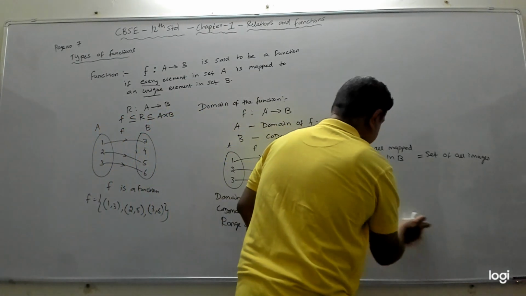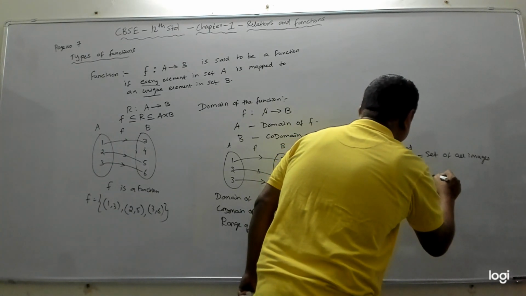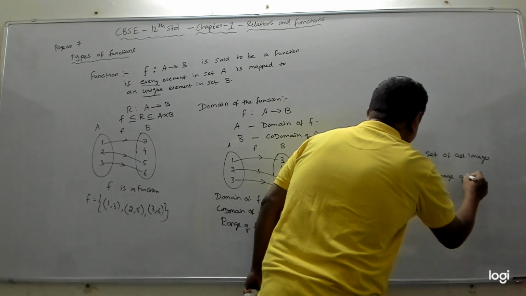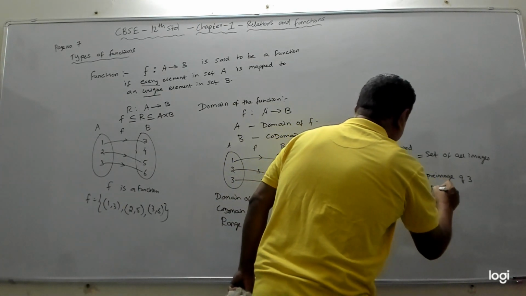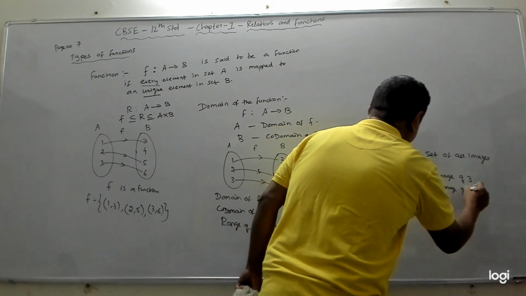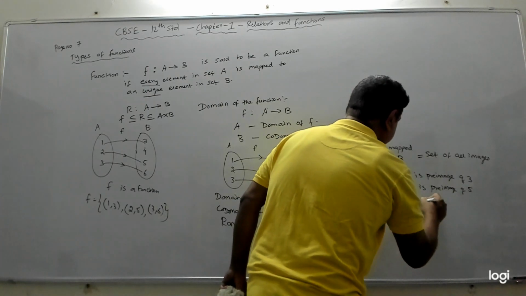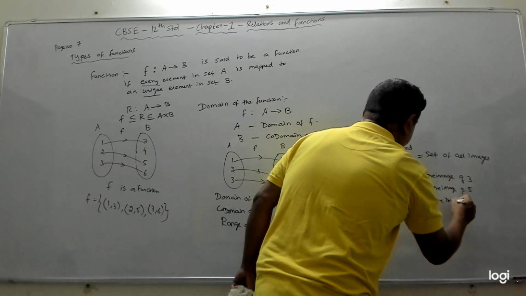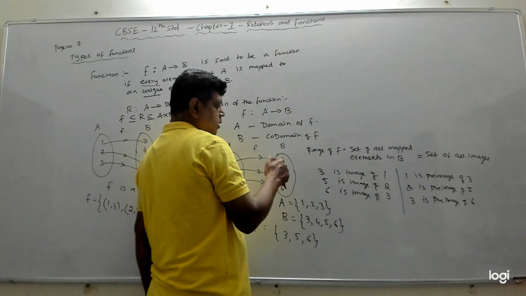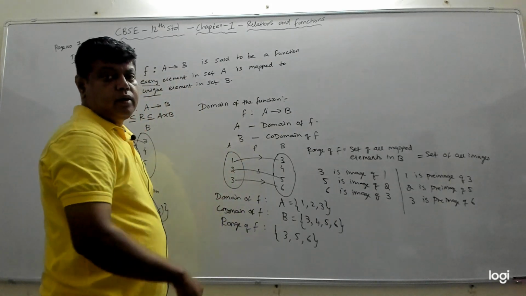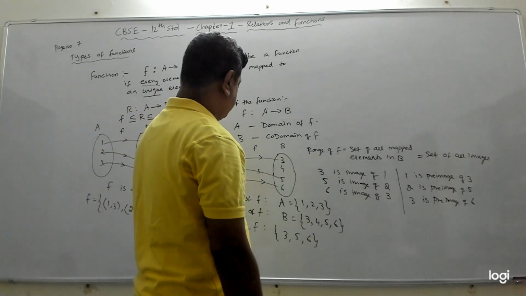I can write it here: 1 is the pre-image of 3. Again, 2 is the pre-image of 5. Like that, 3 is the pre-image of 6. Right? And these images will be in B and pre-images will be in A. Fine.